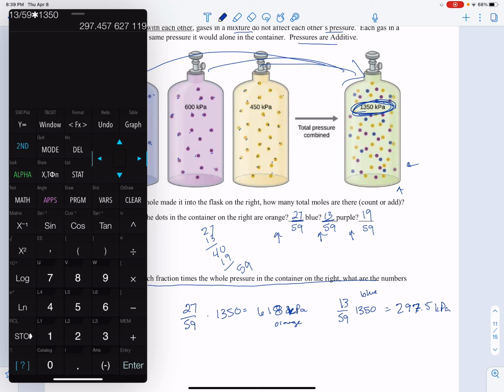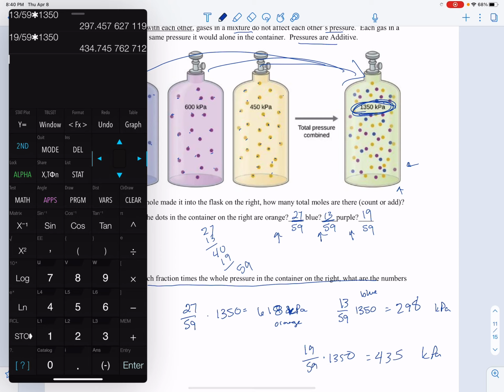And to find out how much is due to the purple, 19 divided by 59 times 1350, that's 434.7 whatever kPa. I wasn't watching my sig figs on these. I probably should have kept a total of 3 sig figs. So we'll make that 298, and we'll make that 435.